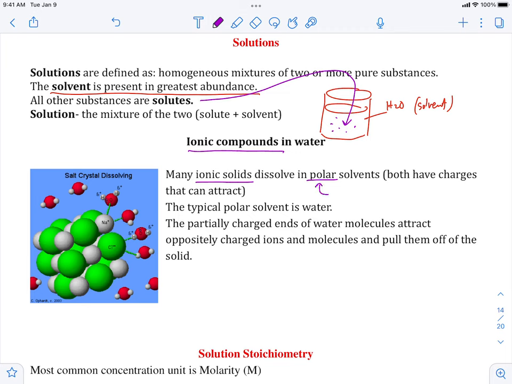Polar means asymmetrical electron distribution, which means essentially positive and negative sides. To be clear, the molecule of solvent is not an ion, it's just a molecule that has partially positive sides and partially negative sides.